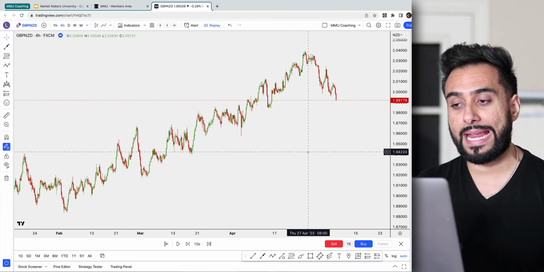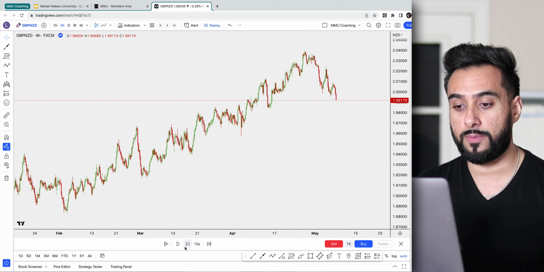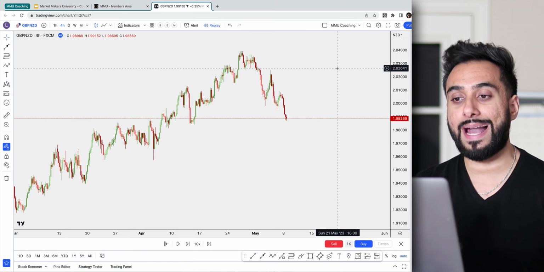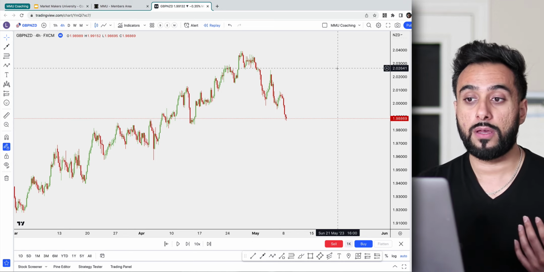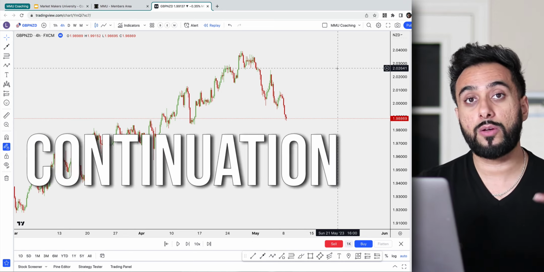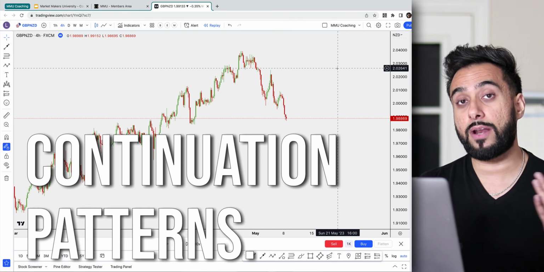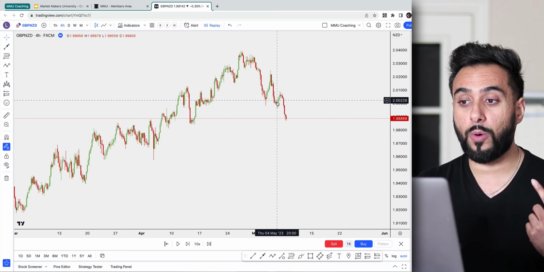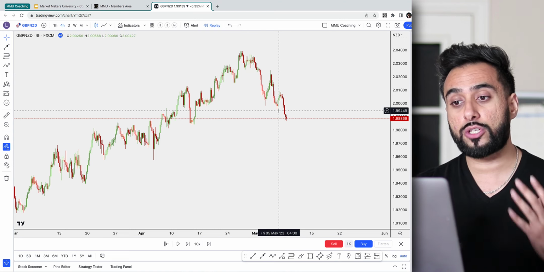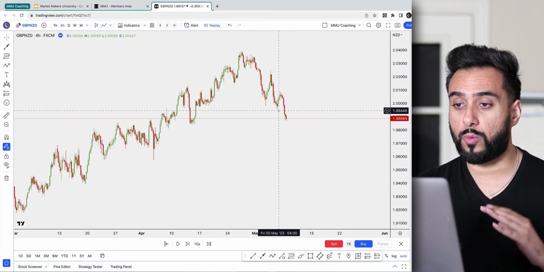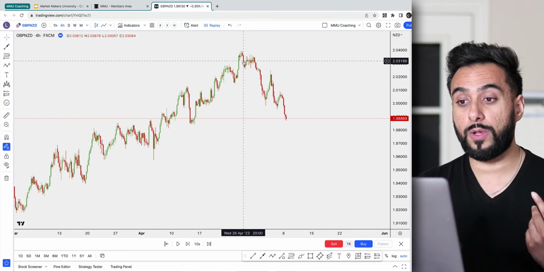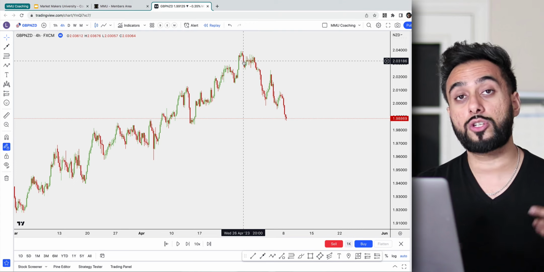But we still need to find an area where we want to enter. So now we should be looking for a potential chart pattern. Now when it comes to chart patterns, you can have patterns that are continuation patterns, and then you can also have patterns that are reversal patterns. So in this case, since we're looking at lower highs and also lower lows, we should be looking for some type of reversal pattern. One could be a double top, or in other words, we could be looking for what's called a head and shoulders pattern.